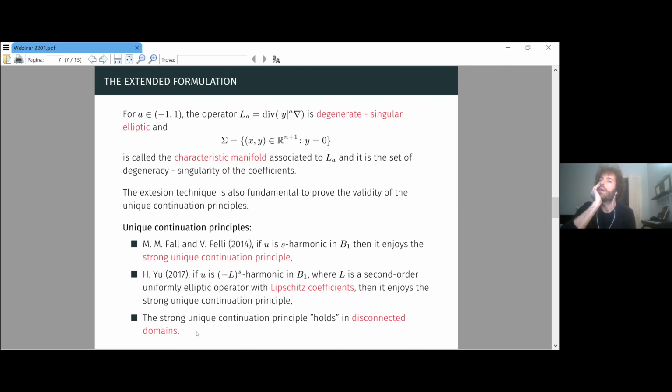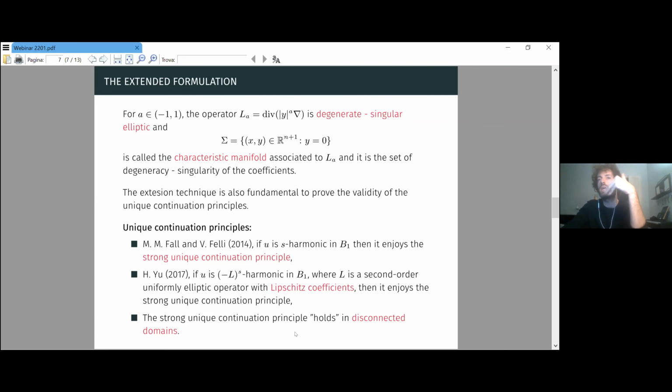And in the end, you can prove this nice result that shows the presence of non-local behavior even at the level of the strong unique continuation principle, in the sense that if you take a function which is S-harmonic on some disconnected domain, and this function is zero in some open subset of one of these components, then immediately the function is zero everywhere, in all these components, not just in the chosen one. This can be proved only by using the extension, because using the extension, you can see the connection between these components. Without that, it's not possible to prove even the simplest strong unique continuation principle.